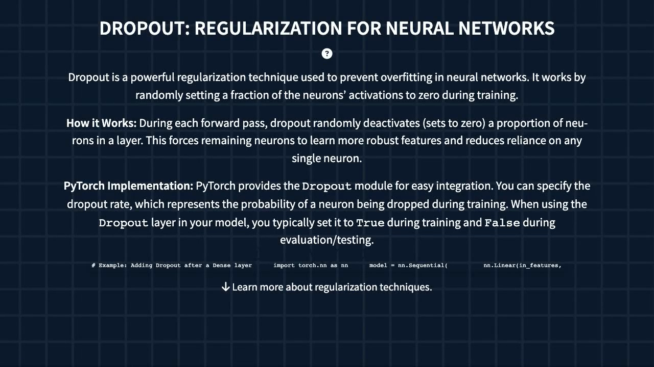Okay, let's talk about dropout. It's a really clever way to help your neural networks avoid getting too specialized and overfitting the training data. Basically, during training, dropout randomly turns off some of the neurons in each layer, like flipping switches on and off at random. This forces the remaining neurons to become more robust and learn more general features. PyTorch makes it super easy with its dropout module. You just specify a p-value, which is the probability of dropping a neuron. Remember to set it to true during training and false when you're evaluating or testing your model.